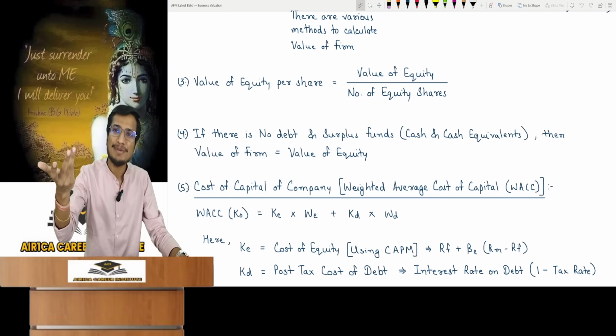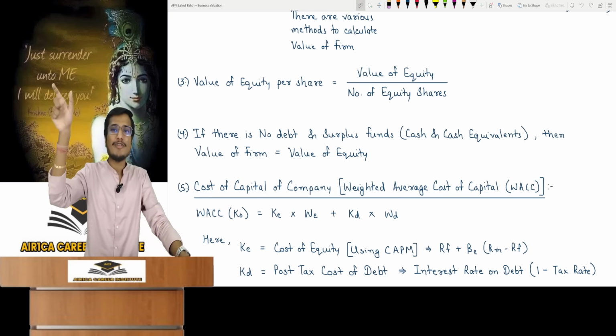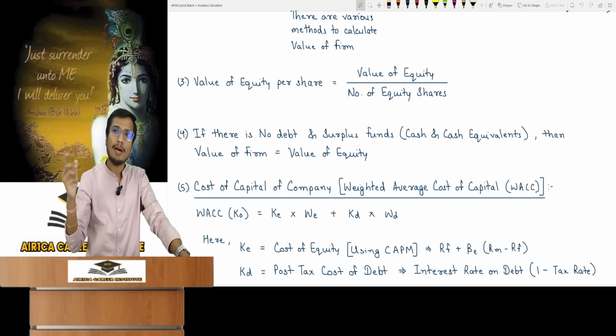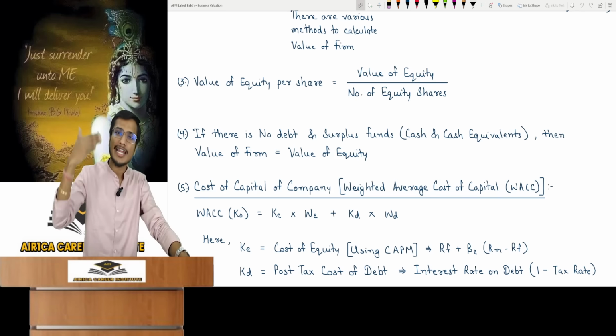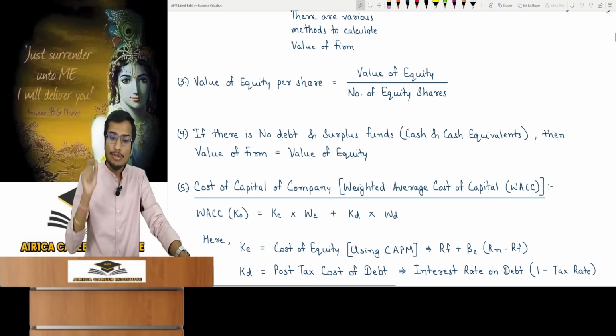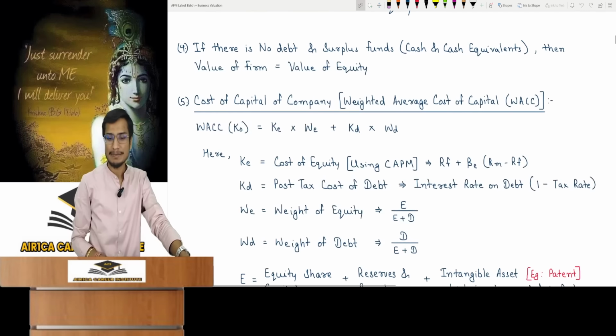If a company has no debt and cash, then its value of firm and value of equity will both be equal. If the question asks for the value of the firm and the method is for the value of equity, then the value of equity will be the firm's value because there is no debt and cash. Knowing these basics is most important.